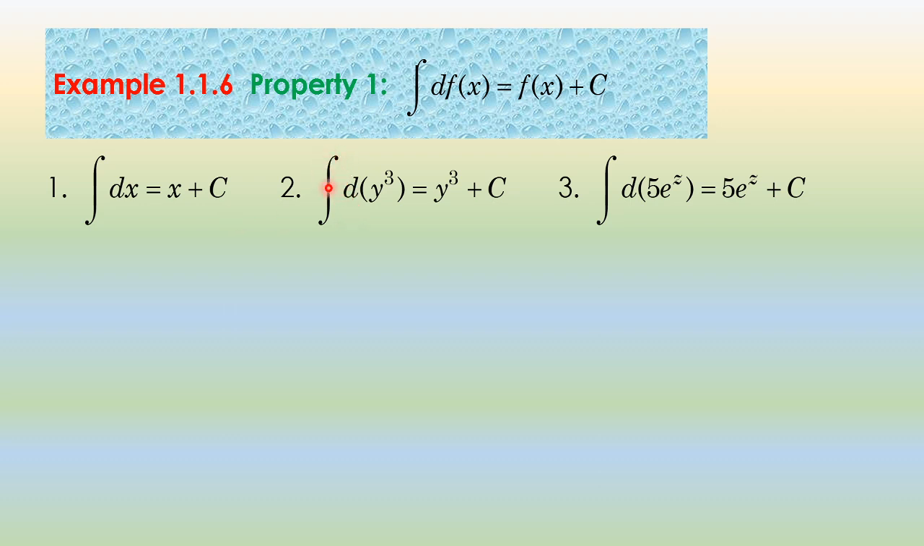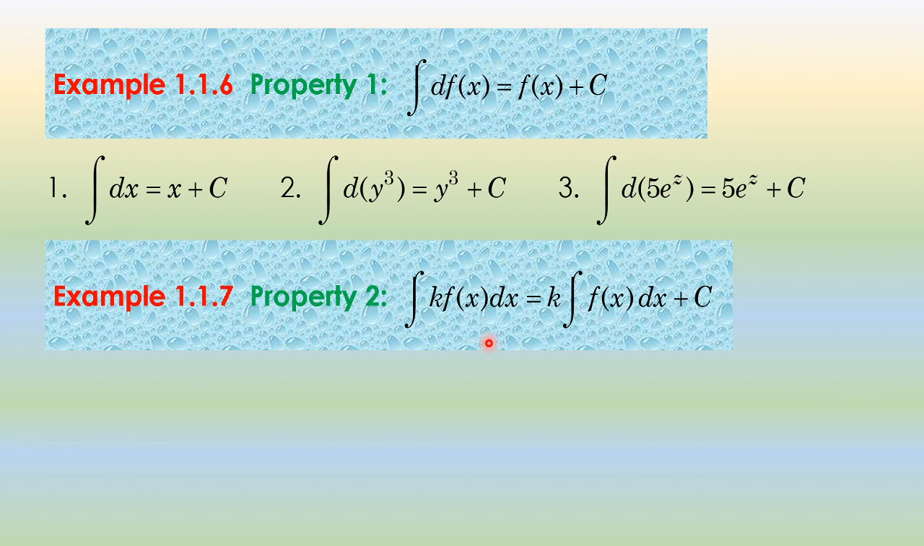Number 2, we have the integral of the differential of y cubed. So again, since the integral and the differential are next to each other, then we say that this is equal simply to y cubed plus c. Third, we have the integral of the differential of 5e to the z. So these operators disappear, giving only 5e to the z plus c.